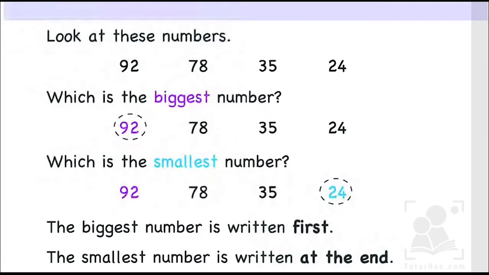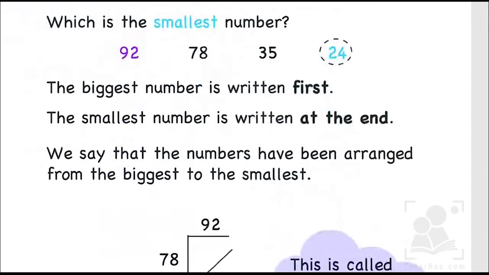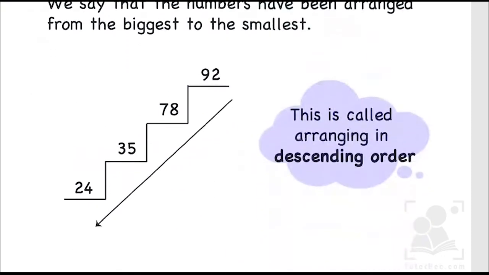Look at these numbers: 92, 78, 35 and 24. Here 92 is the biggest number and 24 is the smallest one. So the biggest number is written at first and the smallest at the end. So we can say that the numbers have been arranged from the biggest to the smallest one.